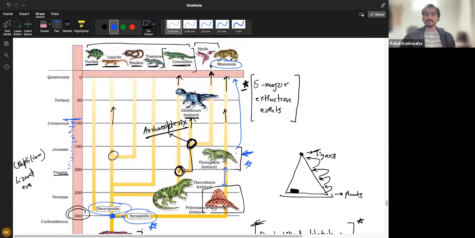When mammals started rising up, mammals were mostly nocturnal. Do you know what nocturnal means?